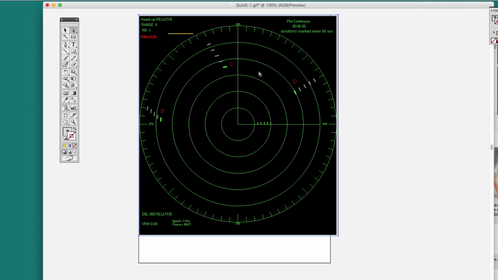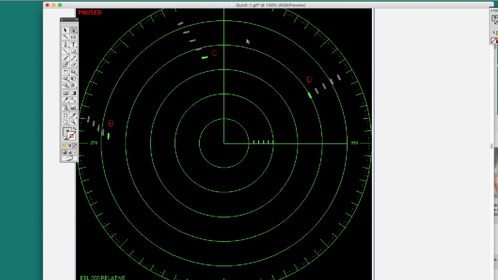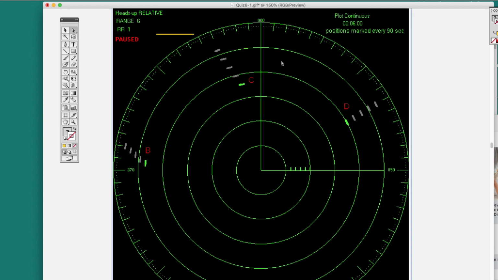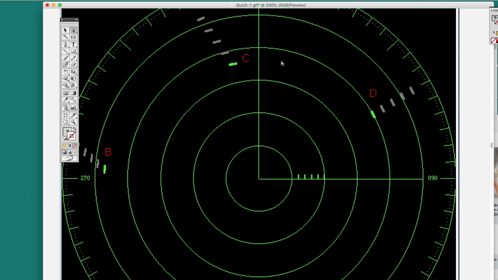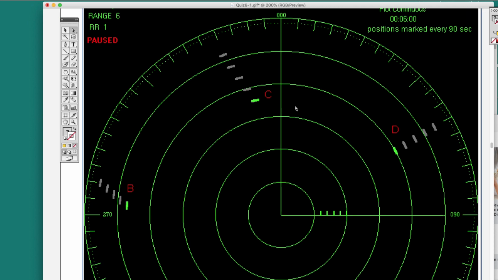Okay, so this is what the problem is. Let me zoom this up. Let's see, can we handle that? Maybe I can go bigger. Let's see. Well, that's about as big as I could go.